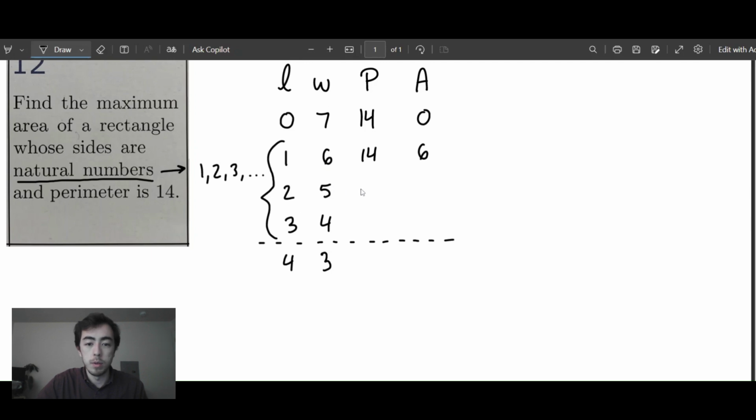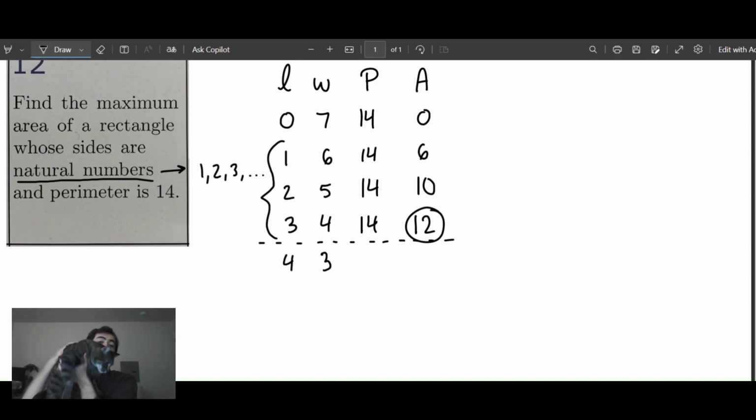So let's see, perimeter is still 14. Area here is 2 times 5, or 10. The perimeter here is still 14, and the area is going to be 3 times 4, which is 12. And that is going to be the maximum area for a rectangle whose sides are natural numbers and the perimeter is 14. So that is all from me today.